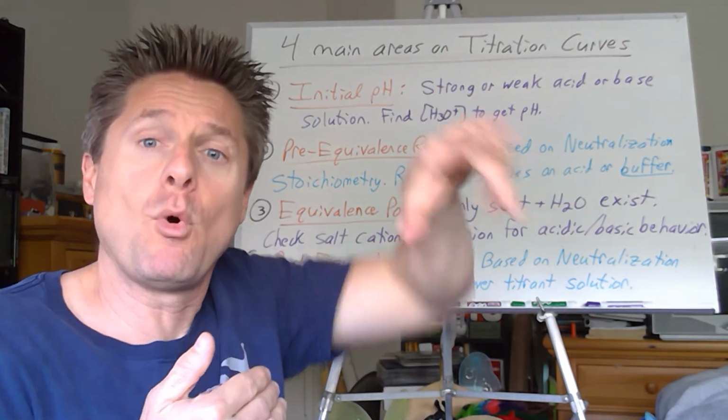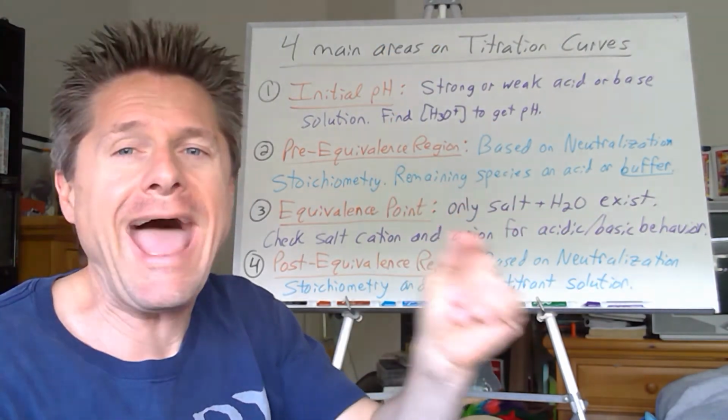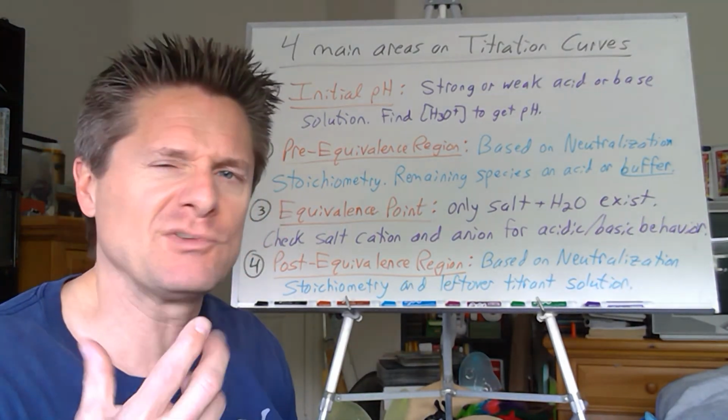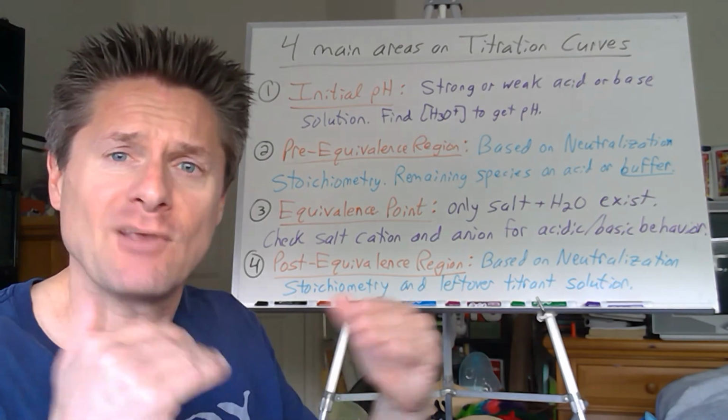And vice versa, if I started with a base and added acid to it, that base is gone at the equivalence point. I'll have left over acid. Usually it's strong, and then you just do the negative log of the concentration. But almost always we start with the acid. But like you see, it depends on what you're adding to what.